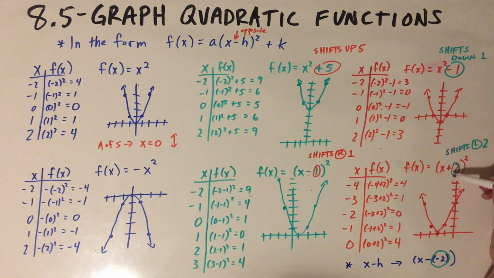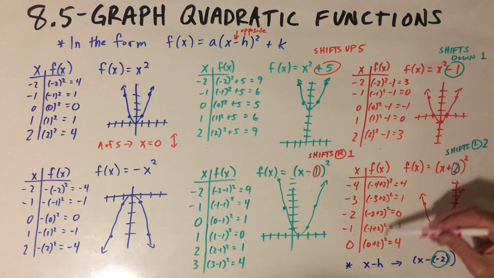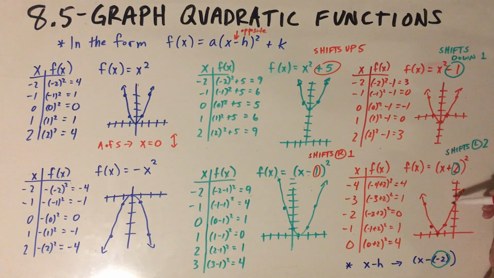But what about when it's positive? Again, I've gone ahead and plugged in all of these values here so you can look at them. And what you can see is that the graph shifts to the left. Well, why is it shifting to the left?